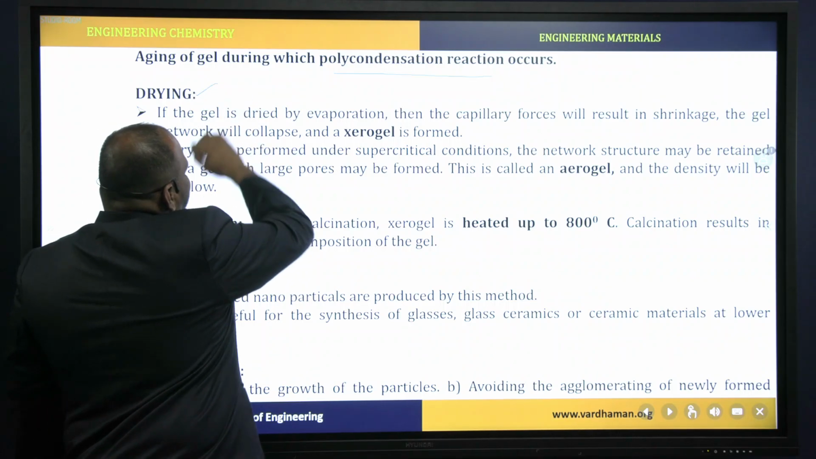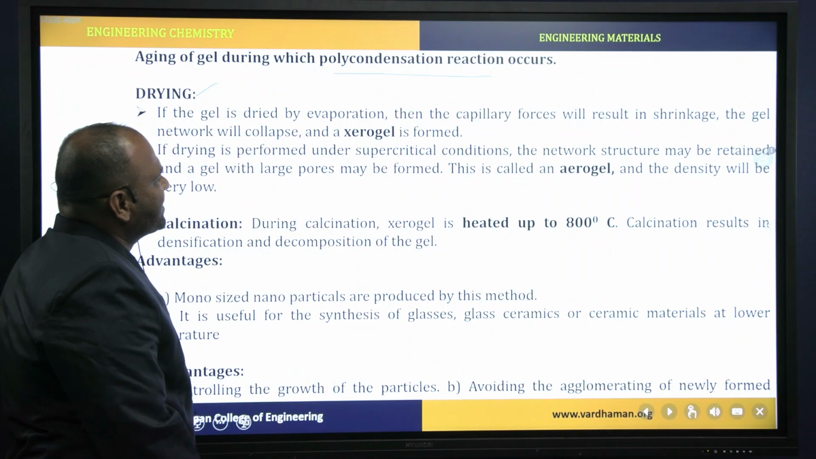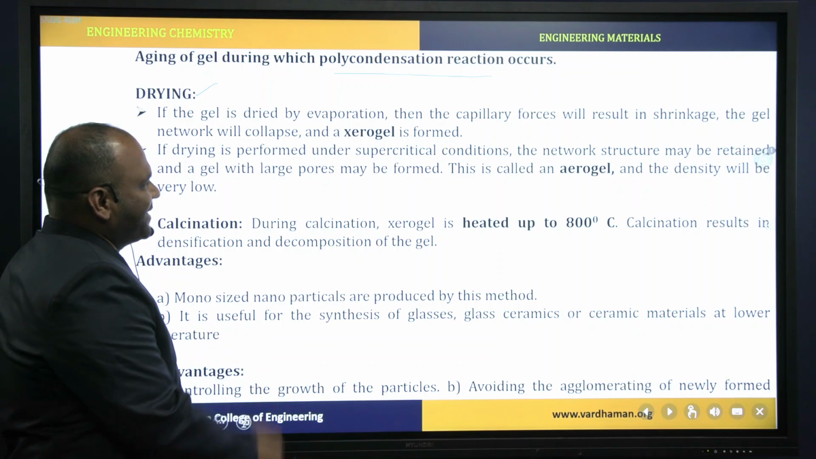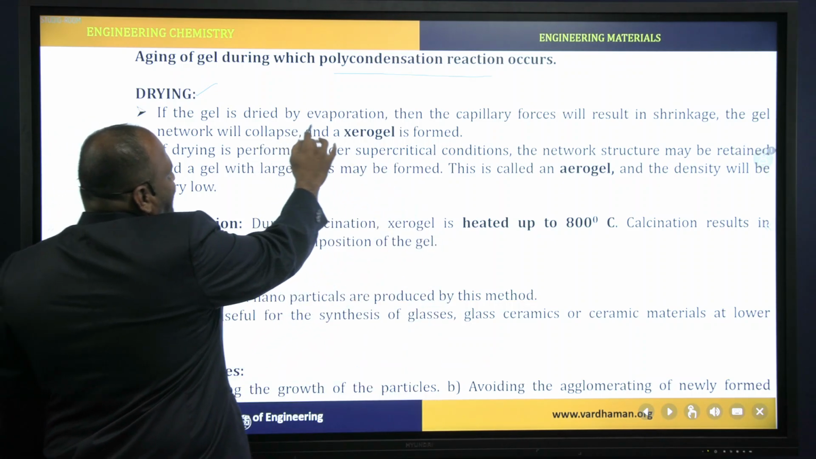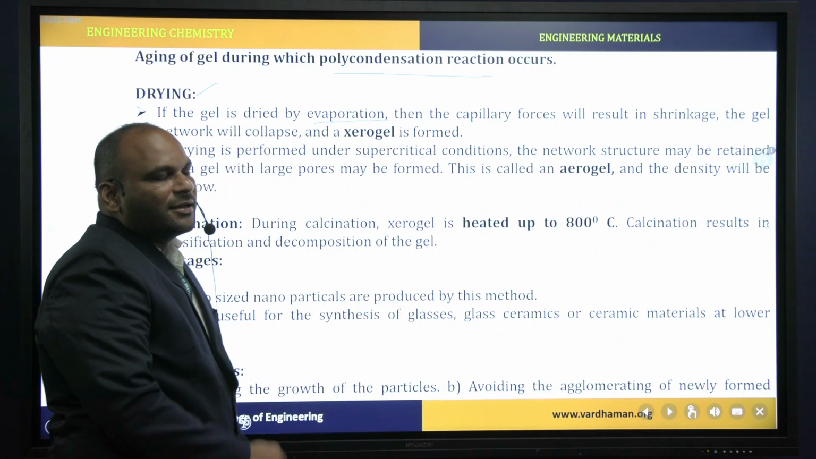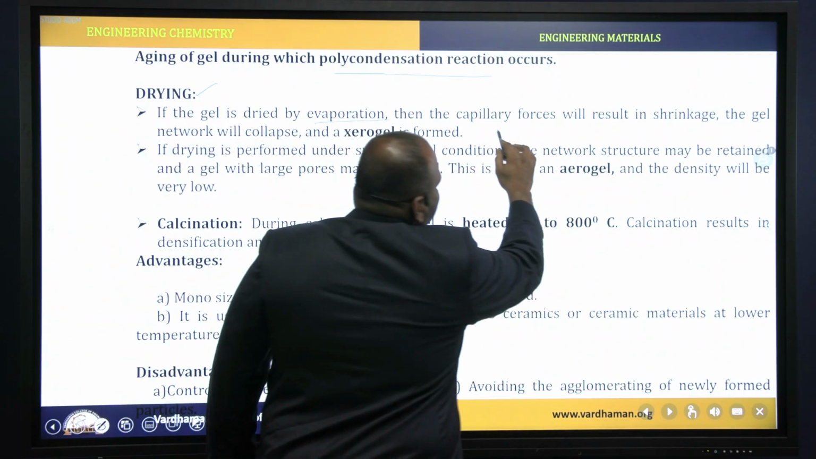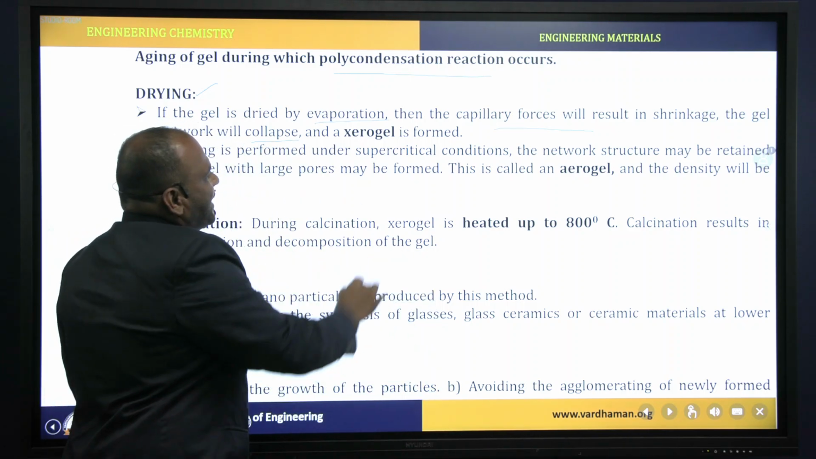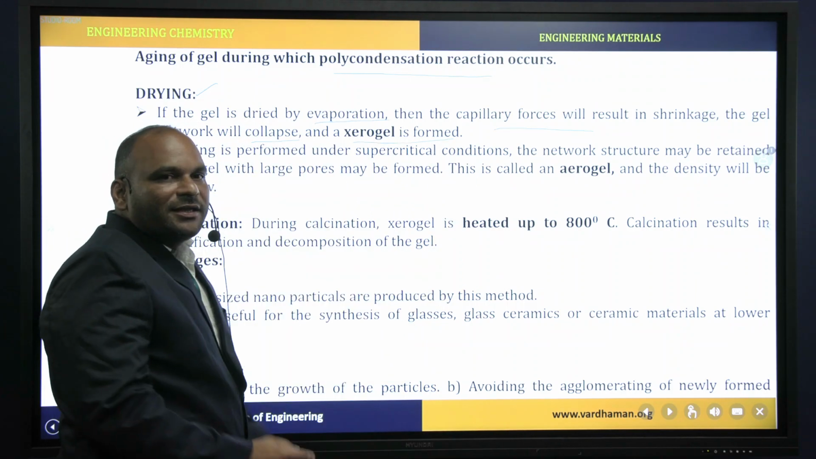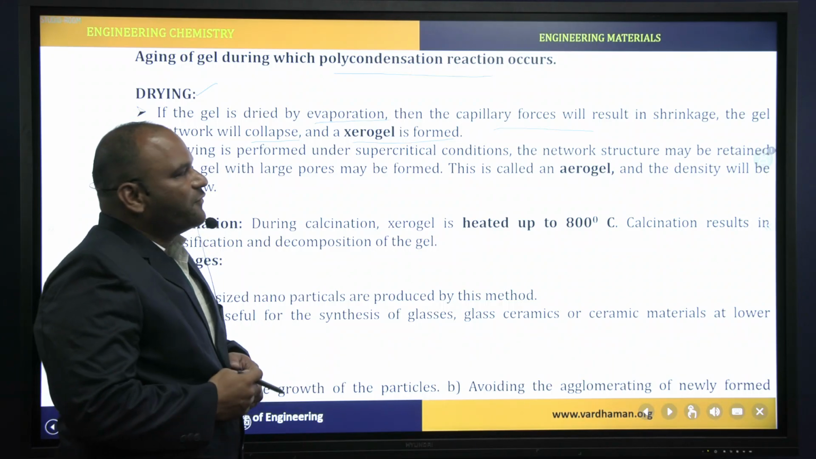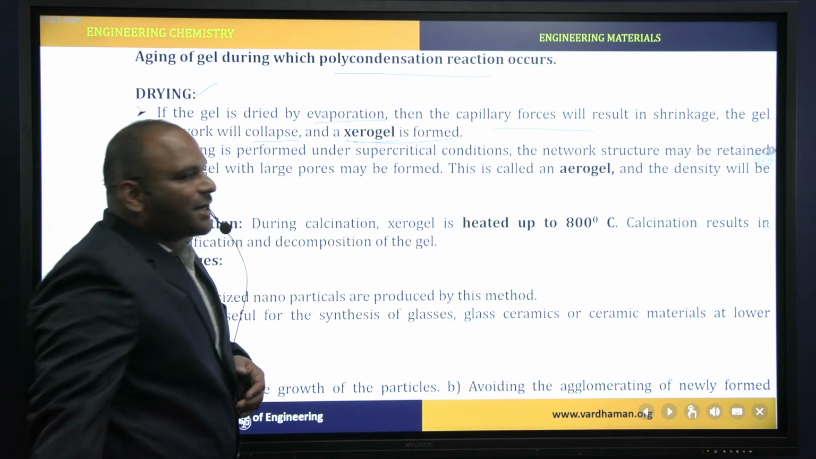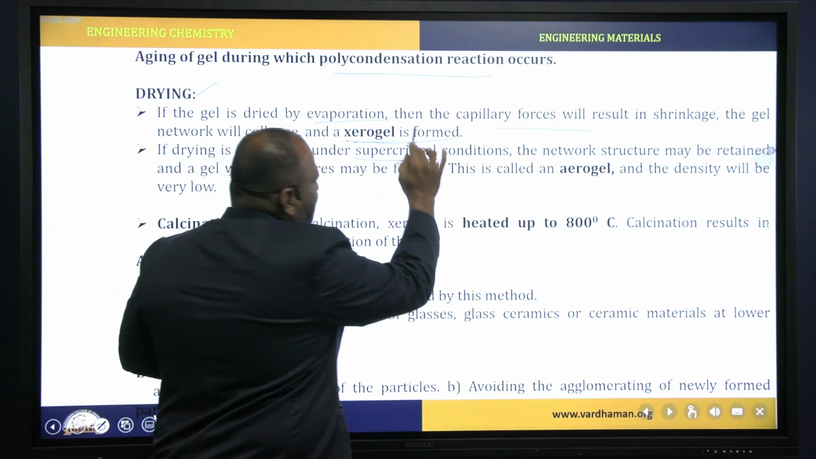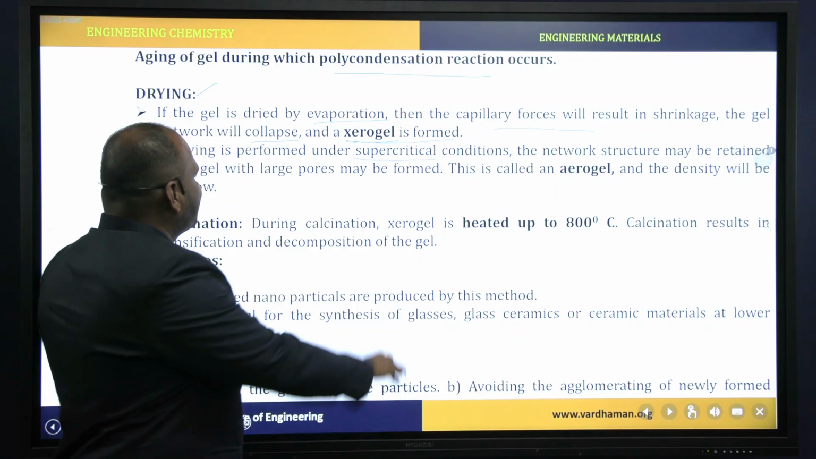Next step in sol gel synthesis is drying. In sol gel synthesis, the first step is sol formation, the second step is gel formation, the third one is drying. If the gel is dried by evaporation, then the capillary forces will result in shrinkage. The gel network will collapse and a xerogel is formed. If the drying takes place under supercritical conditions, we will get aerogel.